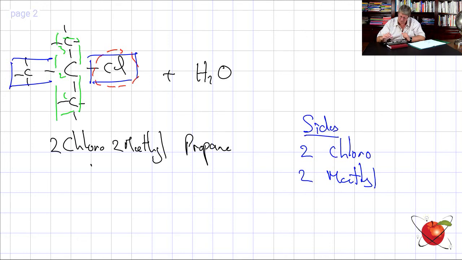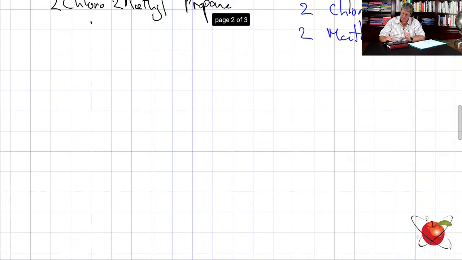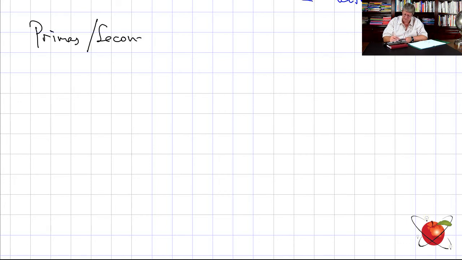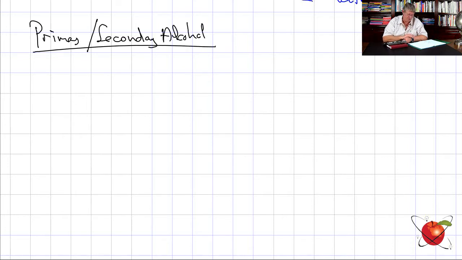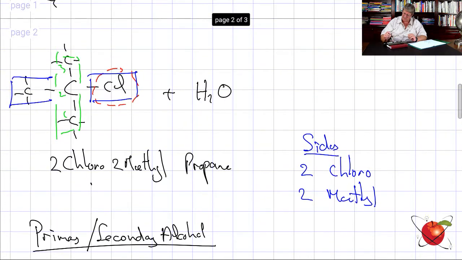Now, that is if we are using a tertiary alcohol. But what happens if we've got primary and secondary alcohols? Let's look at an example with a primary and secondary alcohol. What do we do? The same process takes place. Sorry, guys, my bad. I need to go back here.